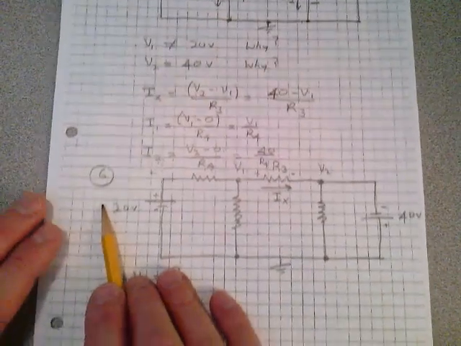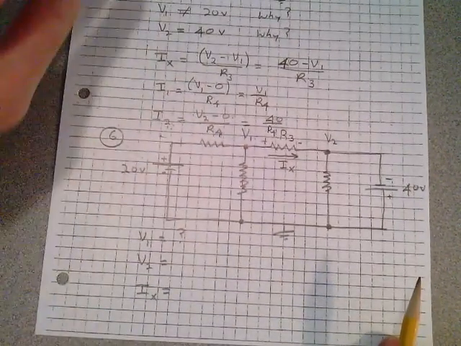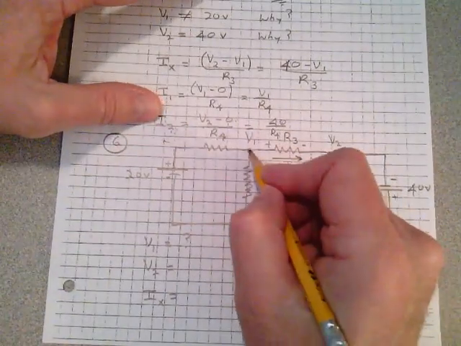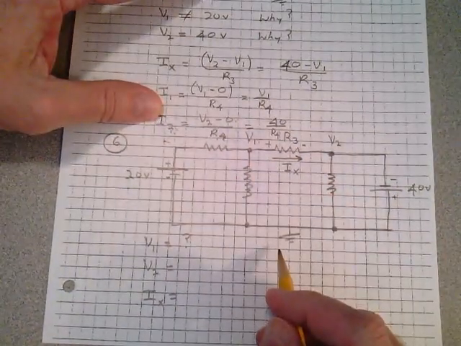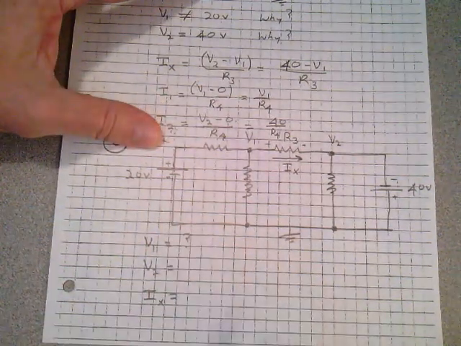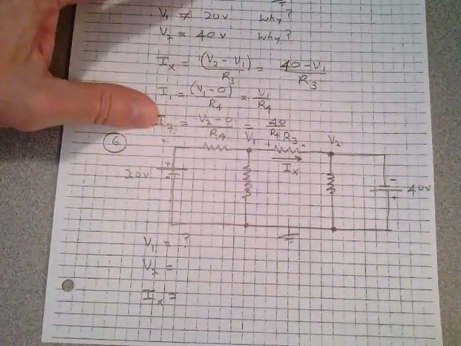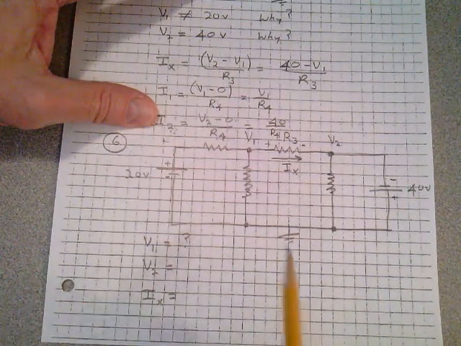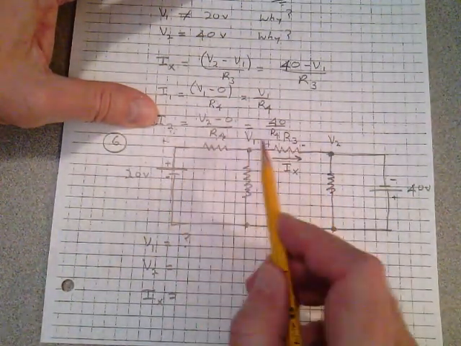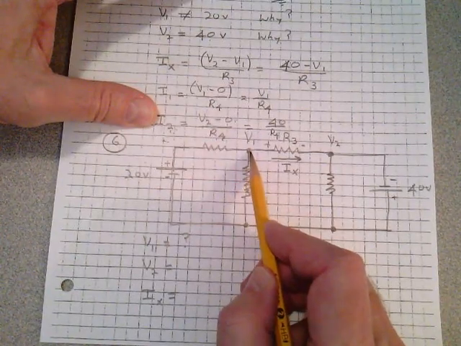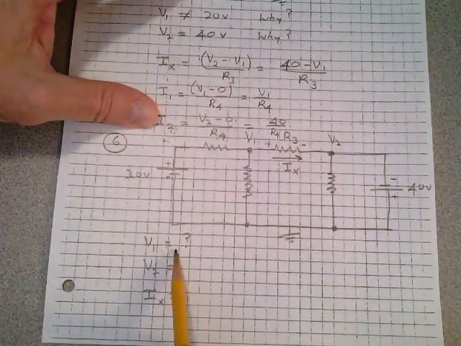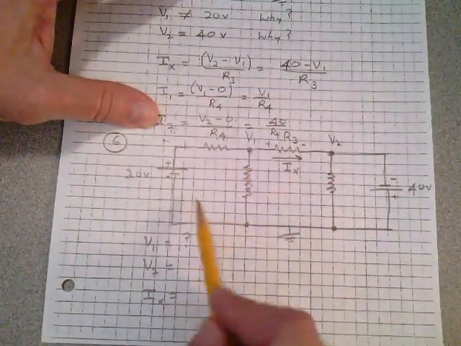What about problem number 6 down here? Let's take a look at it. I want you to tell me what V1 is in this circuit. This node voltage right here in this circuit. It's not 20. If you take a look at this circuit here, by inspection, you can't tell me what that node voltage is. You cannot tell me by inspection what that is without analyzing the circuit.